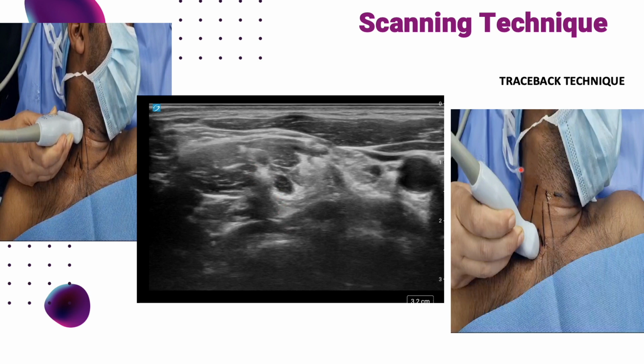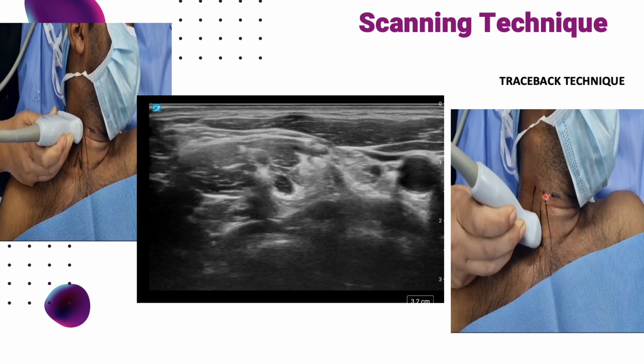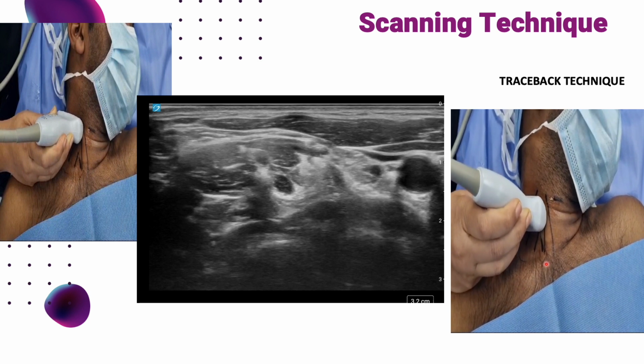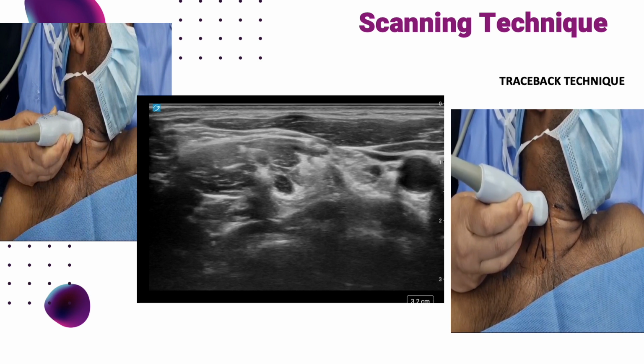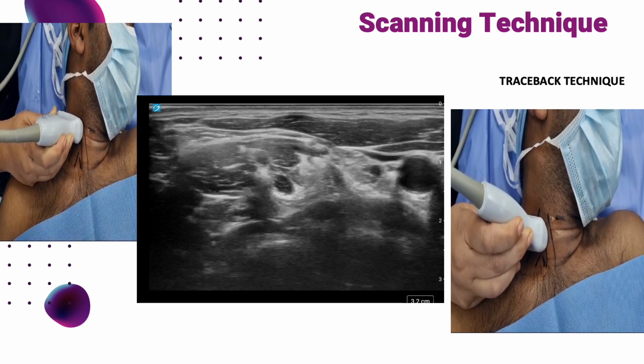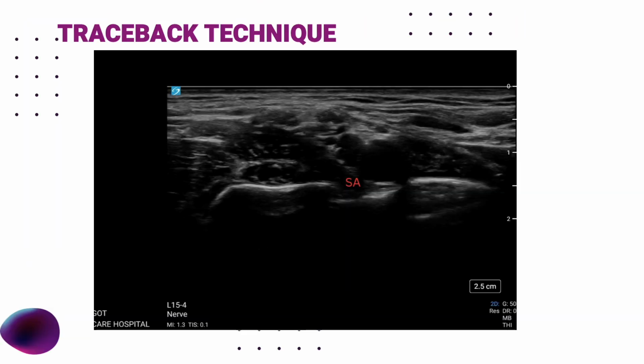The second technique which can be used to identify the plexus is the trace back technique. As the name suggests, the plexus is traced from the supraclavicular area upwards to the interscalene brachial plexus. So the probe is moved as you would for a supraclavicular brachial plexus block, and then we move the probe cephalad. Now let's take a closer look at how to perform this trace back technique.